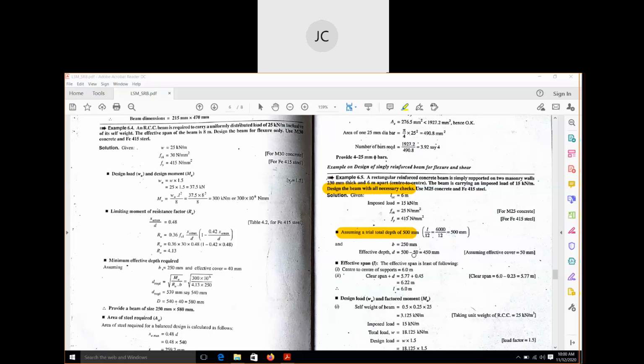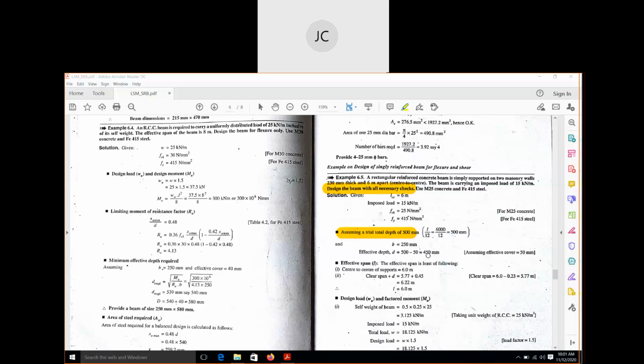500 minus 50. Here they have assumed that the effective cover is 50 millimeter. If you assume 50 millimeter, then the effective depth will be the total depth minus the effective cover, so it will be your effective depth. Okay, so 450 millimeter is the effective depth.